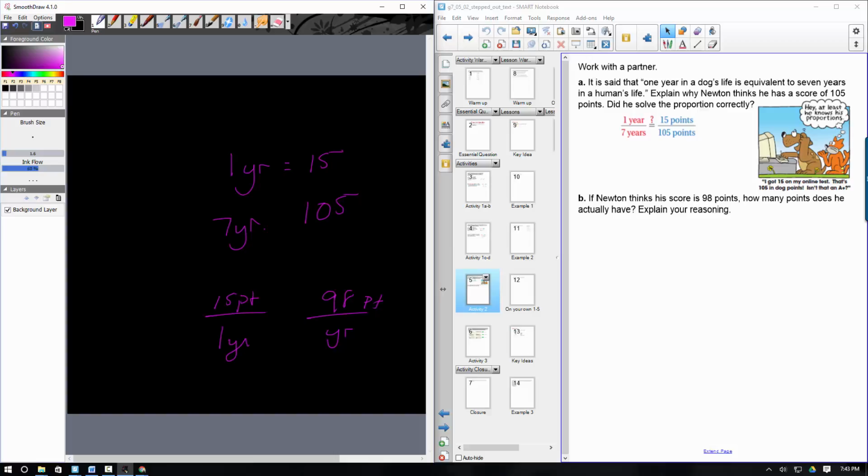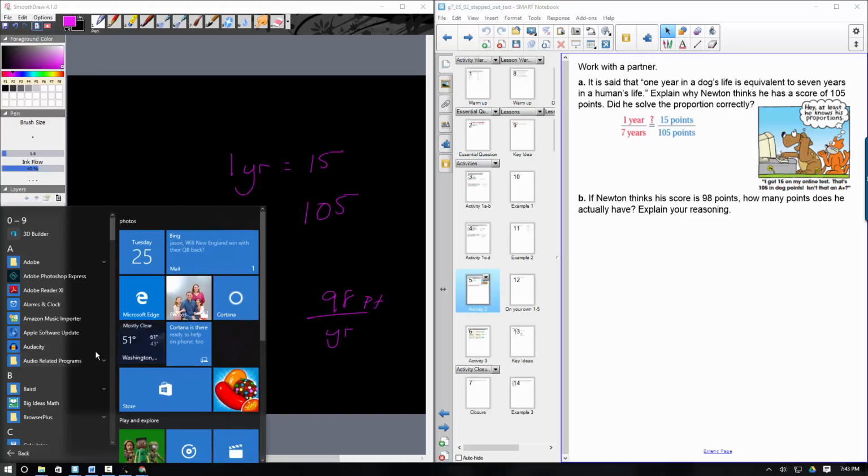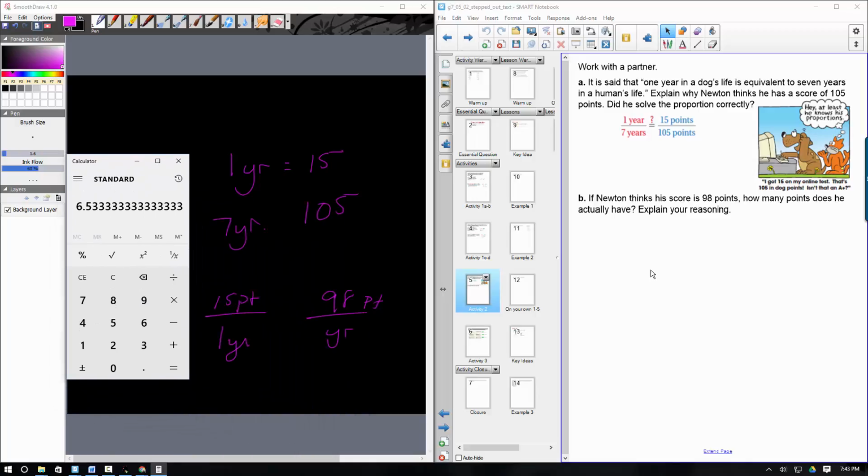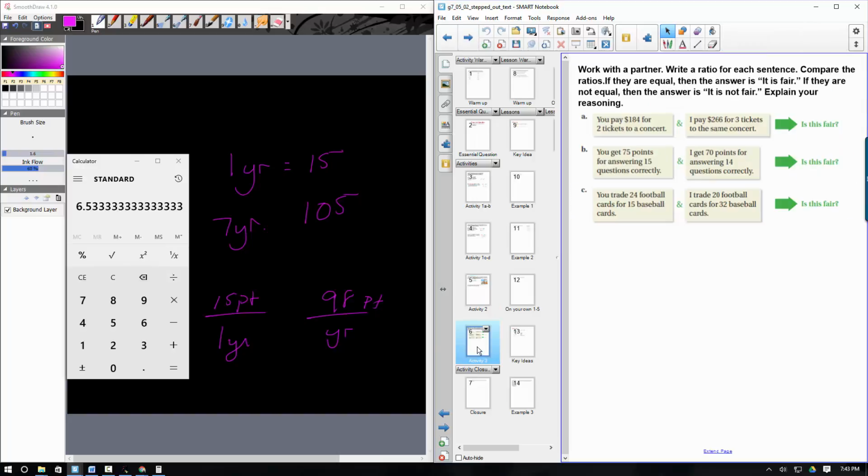So let's actually divide this real fast. Let's take 98. So I'm going to go through here and do 98 divided by 15. And I'm going to get this 6.533. And that's what it'll take me, 6.533 years to get 98 points. So then I have to go through these and see if they're fair or not.